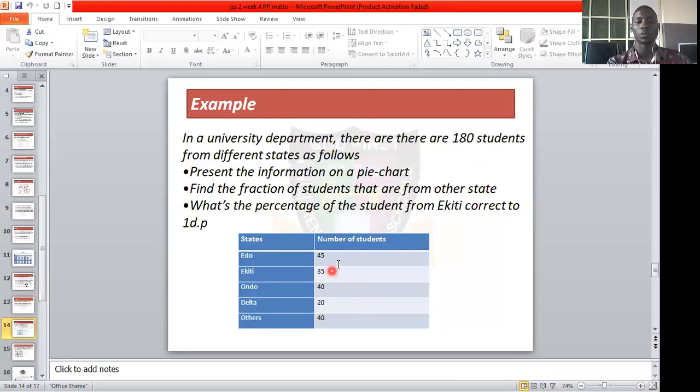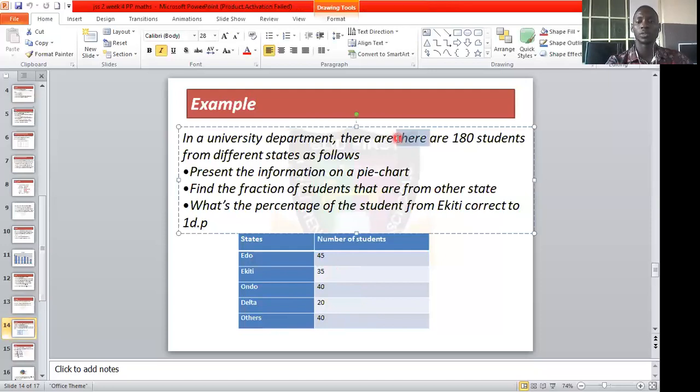So the total number will be what? This is 45 plus 35, that's 80, 120, 140, 160, and 180. So you have the total number to be 180. So in a university department, there are 180 students from different states as follows.